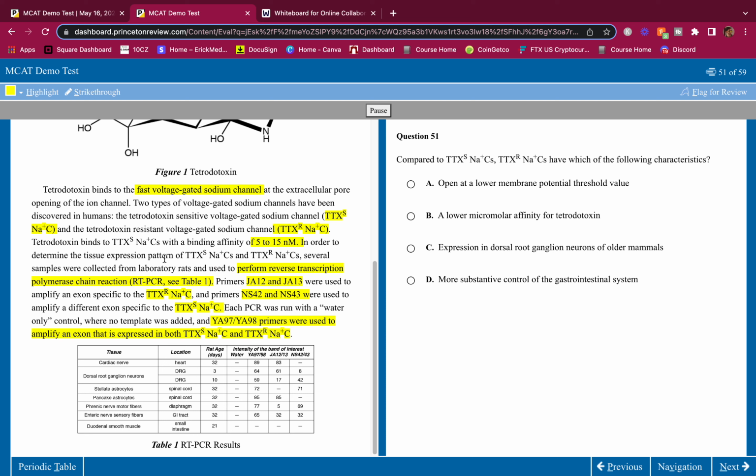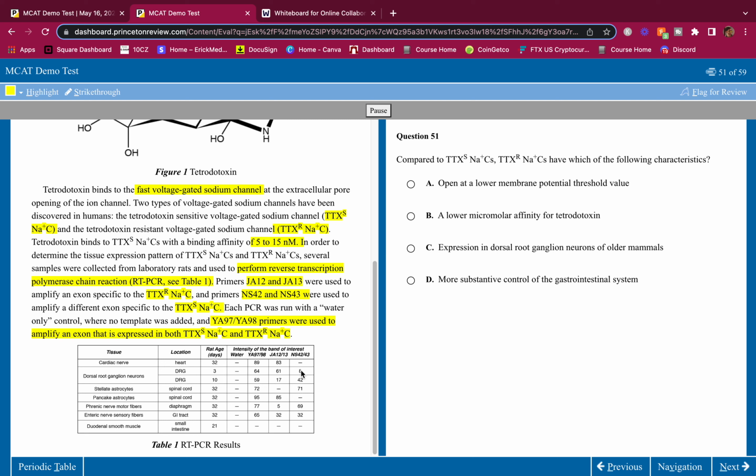Compared to TTX-S Na+ channels, TTX-R, which of the following? Okay. So if we're comparing the NS42, it's the sensitive versus the resistant here. They're saying, hey, unlike the sensitive, the resistant has this. Okay, that's what they're trying to say here. So, open at a lower membrane potential threshold value.